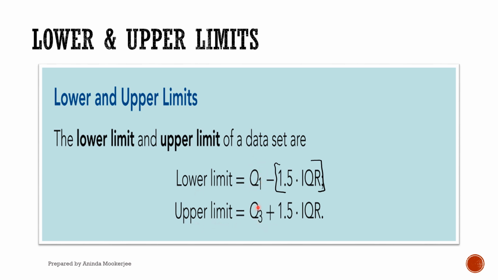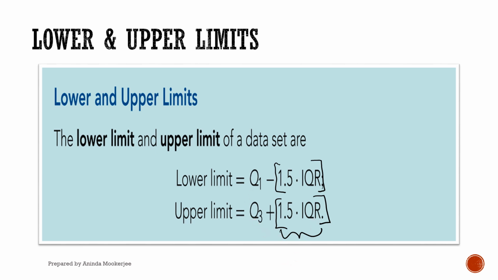Upper limit, on the other hand, goes with this formula: quartile 3 plus 1.5 times IQR, and let's surround this with brackets too, because we first have to complete the multiplication of 1.5 times IQR and then we add it to quartile 3. And that tells us that the upper limit value will be positioned to the right of quartile 3. It's going to be a value greater than quartile 3 because we are adding an amount to quartile 3.